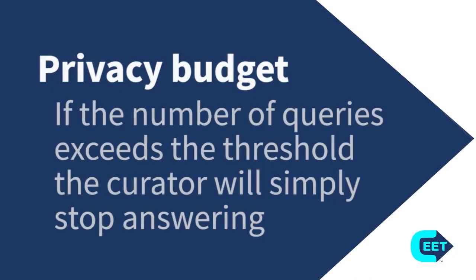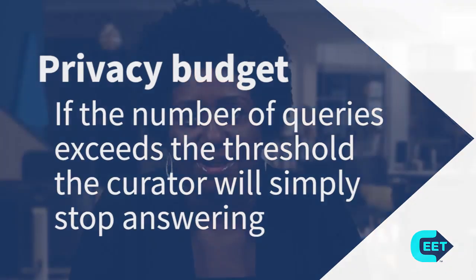There is also the problem of repeated queries. If someone asks the same question multiple times and gets a new answer with new noise each time, privacy will break down. You can use some aggregate results to filter out noise through averaging and reconstruct the original data. One way to combat this is to set a maximum privacy loss, the privacy budget. If the number of queries exceeds the threshold, the curator will simply stop answering.